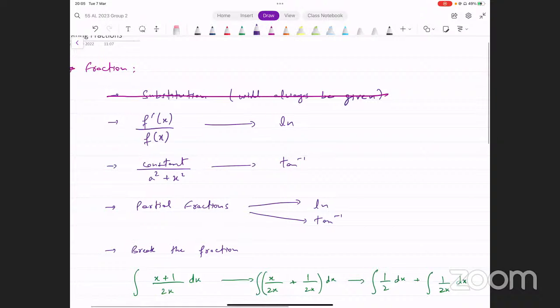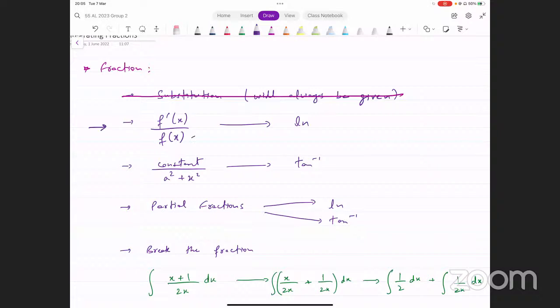For integrating fractions, this is the first rule. If you have the derivative of the denominator in the numerator, that can be converted to the ln form. If you have a form like this, constant over x squared plus a square, that converts to the tan inverse form. All right. Another possibility is that you find partial fractions, and then after finding partial fractions, you use either the log form or the tan inverse form.